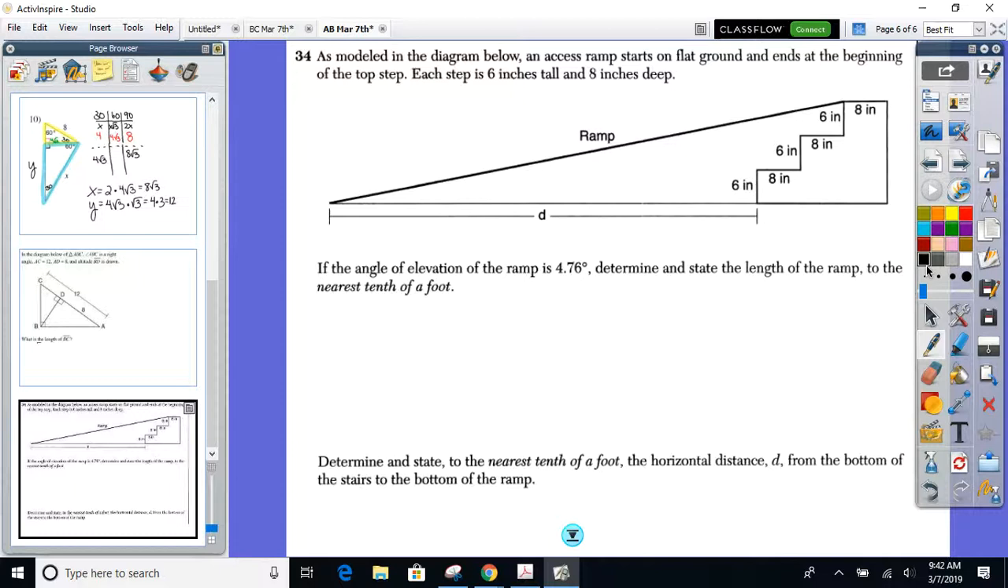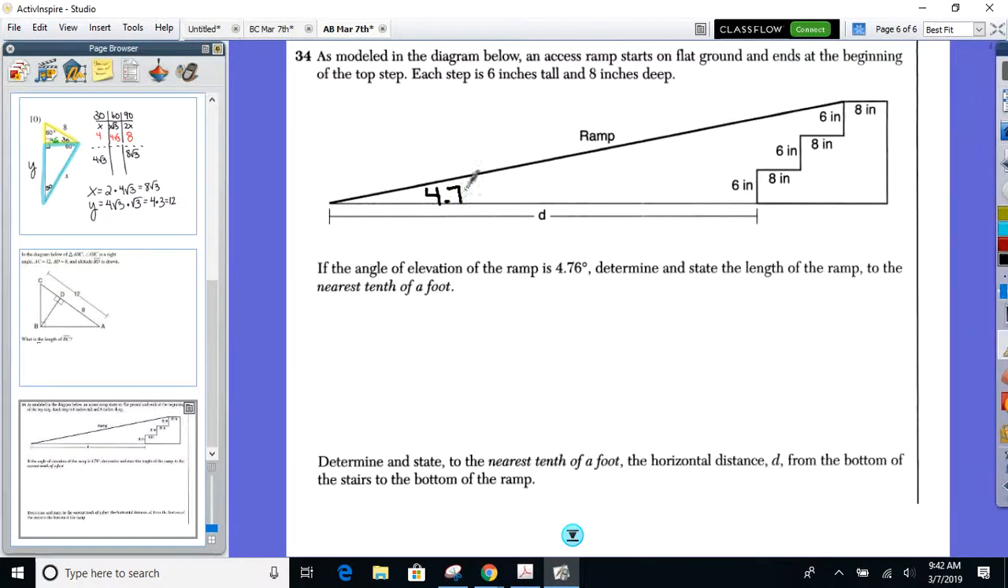All right, so we have 6 inches tall, 8 inches deep. Angle of elevation. Looking down, looking up. What do we got? Looking up. Angle of elevation of the ramp is 4.76. So hopefully we're going to know, hey, elevation tomorrow. That's where the 4.76 should go. Looking up. Determine the length of the ramp to the nearest tenth of a foot.